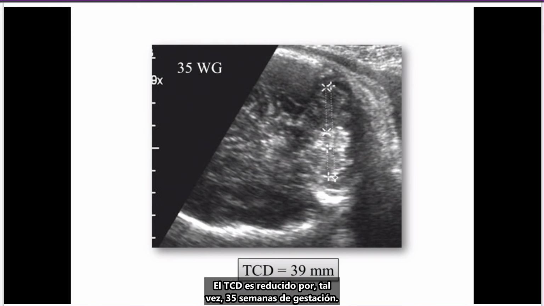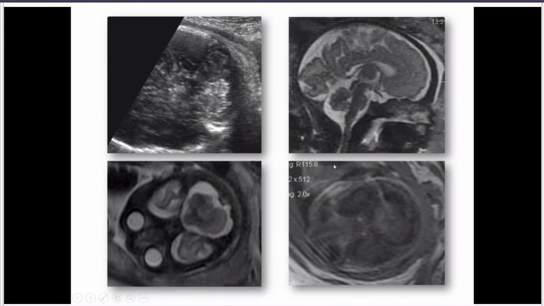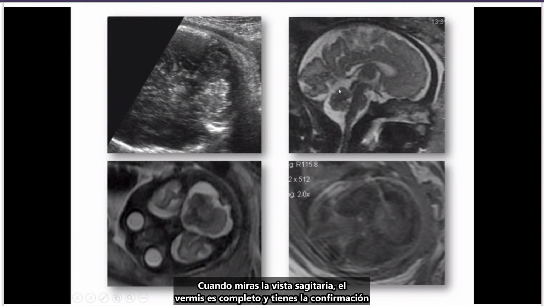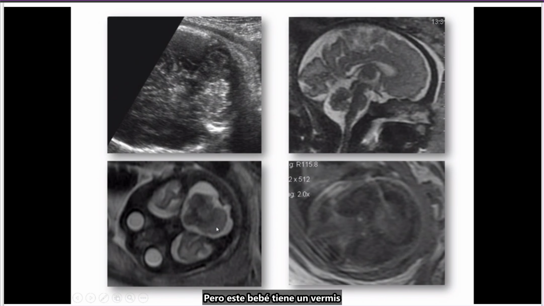The TCD is reduced for a baby at 35 weeks of gestation, and you see there is some difference between this hemisphere and this one, which is smaller and more echogenic. When you look at the sagittal view, the vermis is complete, and you have confirmation that this hemisphere is reduced and hypointense compared to the normal one. But this baby has a normal vermis, and for prognosis, it's very important to know that the vermis is normal, because the vast majority of these patients have a normal cognitive outcome.